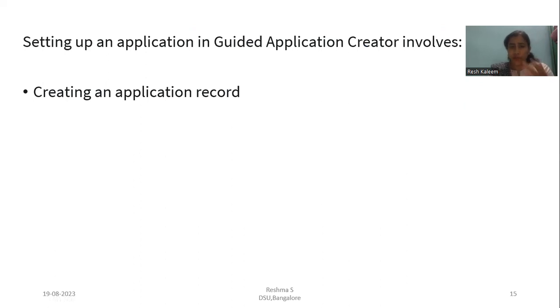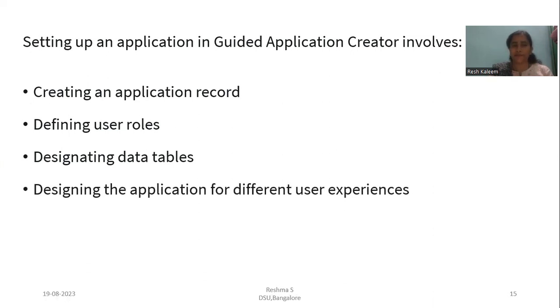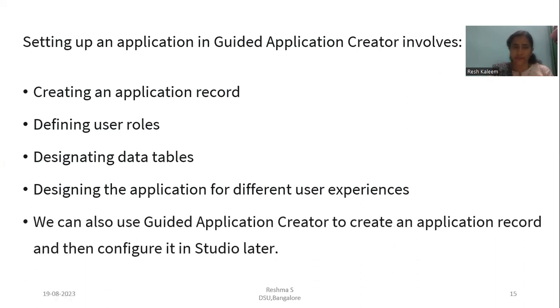Whenever we are using this GAC, we can see the purpose and features. It can create an application record. For that, it has to define the user roles. Then it will guide us in the selection of the tables. Then it will also help us choose the user experience. After guiding through these fields, we can use guided application creator to create the application record, and then we have to configure it with Studio.